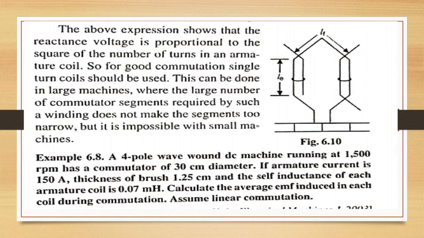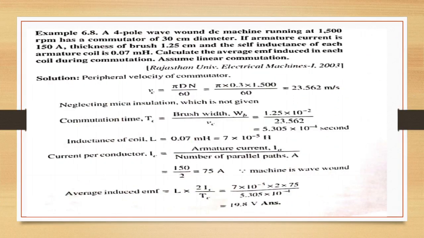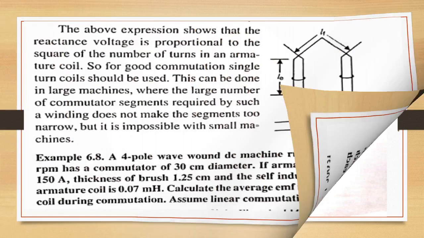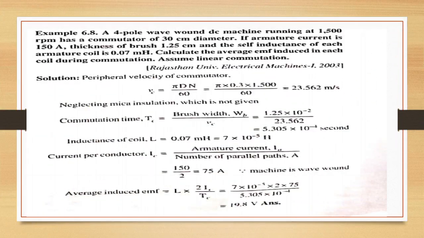A 4-pole wave-wound DC machine running at 1500 RPM has a commutator of 30 cm diameter. If armature current is 150 amps, thickness of brush is 1.25 centimeters, and the self-inductance of each armature coil is 0.07 millihenry, calculate the average EMF induced in each coil during commutation. Assume linear commutation.